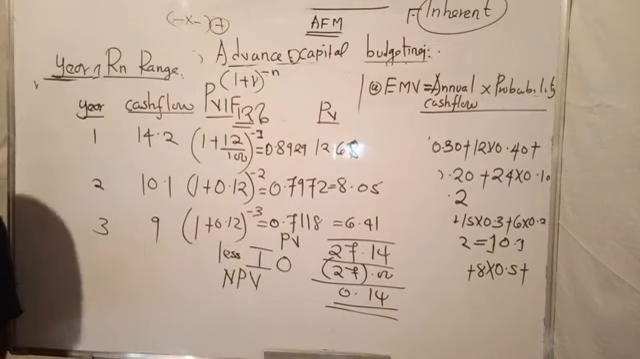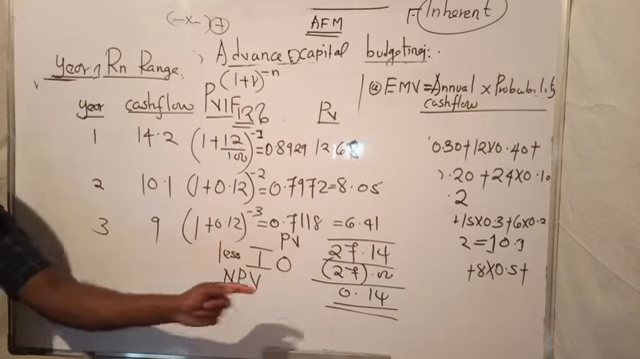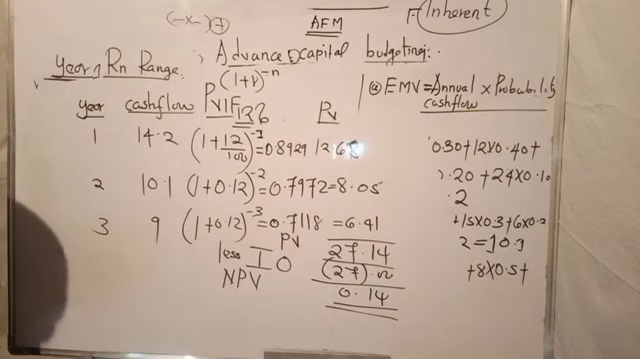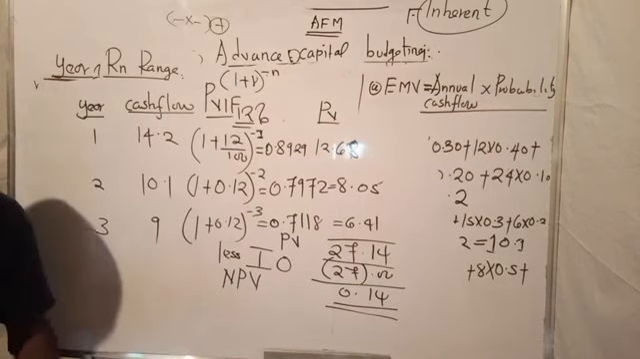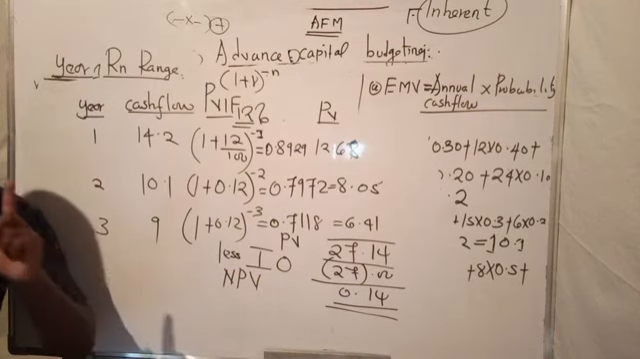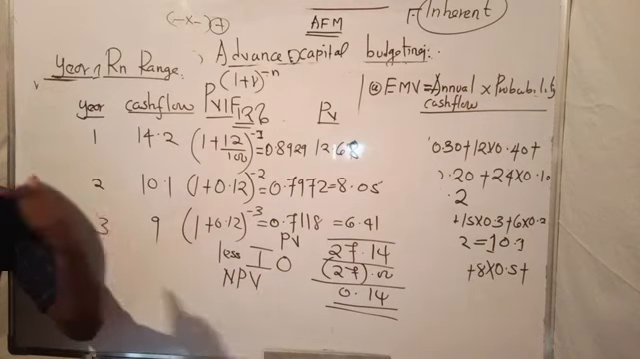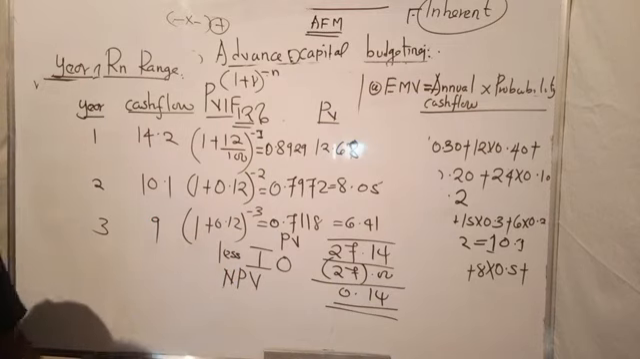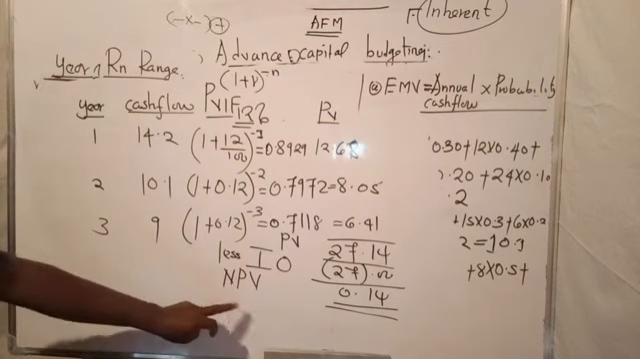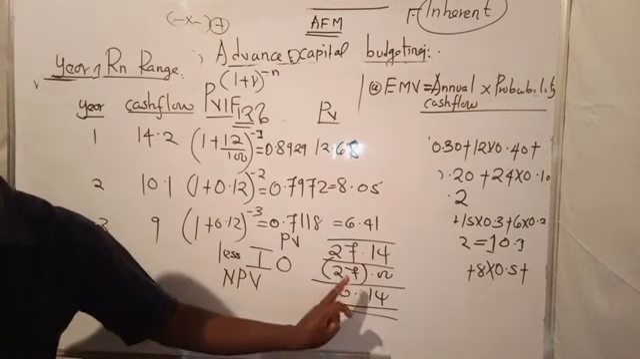That is the net present value. So our net present value is 0.14. If you are told to advise the management, anything which is positive under the net present value, we accept. So the management can go on and acquire a new machine since the net present value is positive.